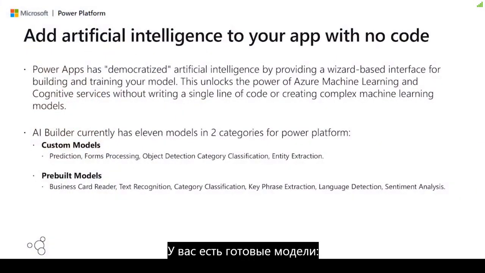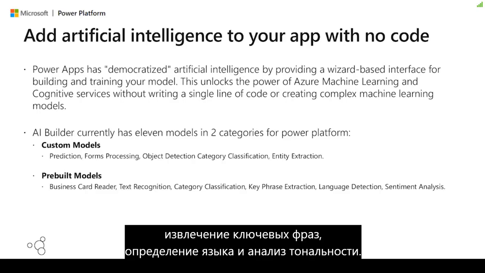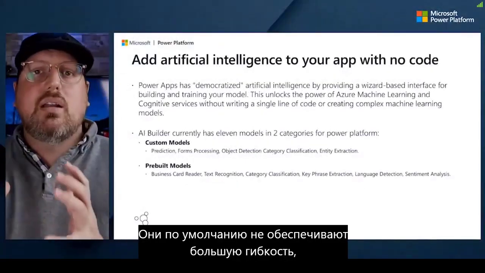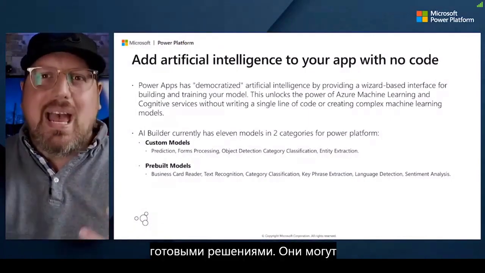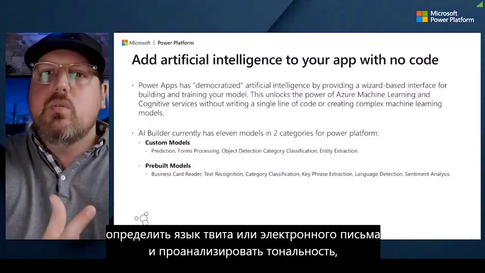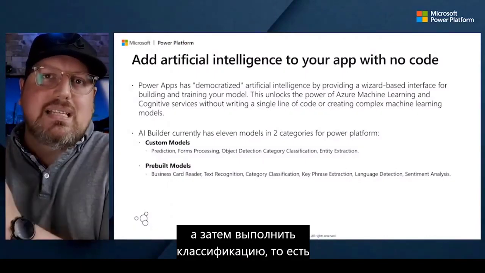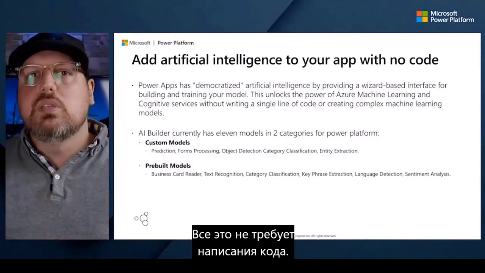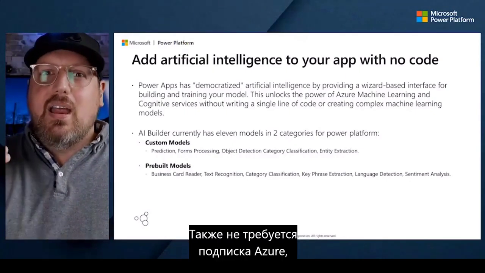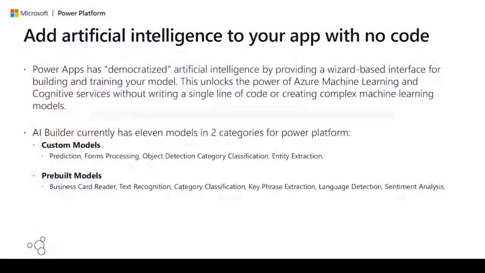And then you have the pre-built models, where you can have business card reader, text recognition, category classification, key phrase extraction, language detection, and sentiment analysis. These, by default, do not allow you much flexibility because they're pretty much an off-the-shelf pre-packaged version. So you can detect the language of a tweet or an email and then detect the sentiment and then extract the classification of that, saying, hey, this is an address, this is a city, this is a product. So you can build all of those things without code and without requiring an Azure subscription. All of that is included in your AI Builder add-ons.